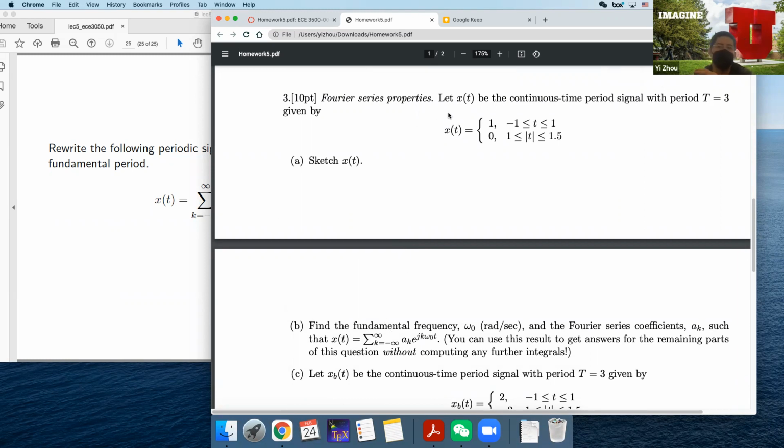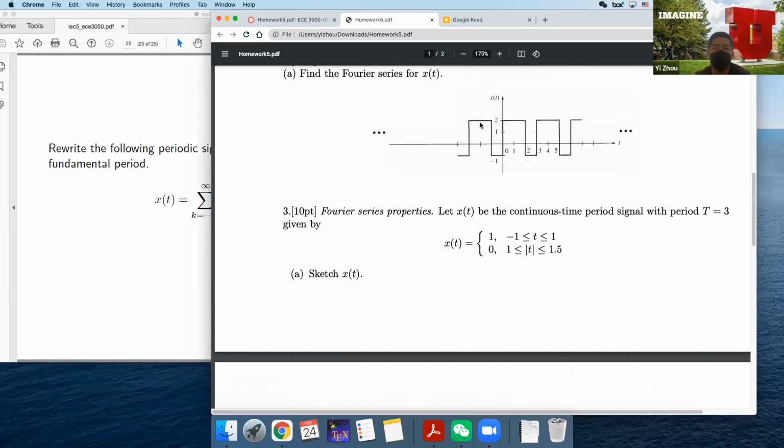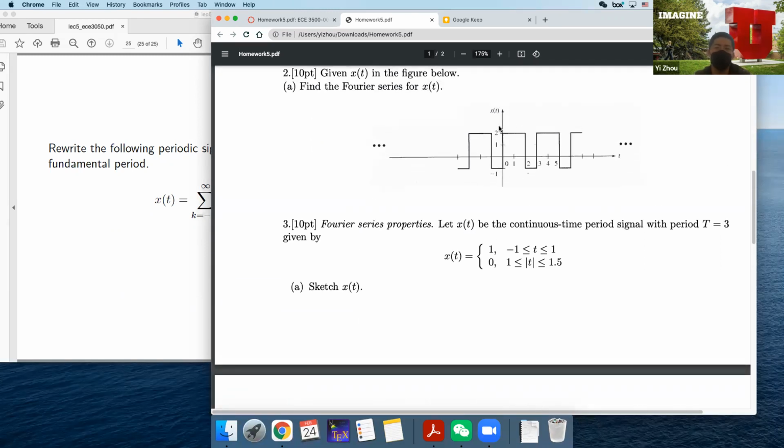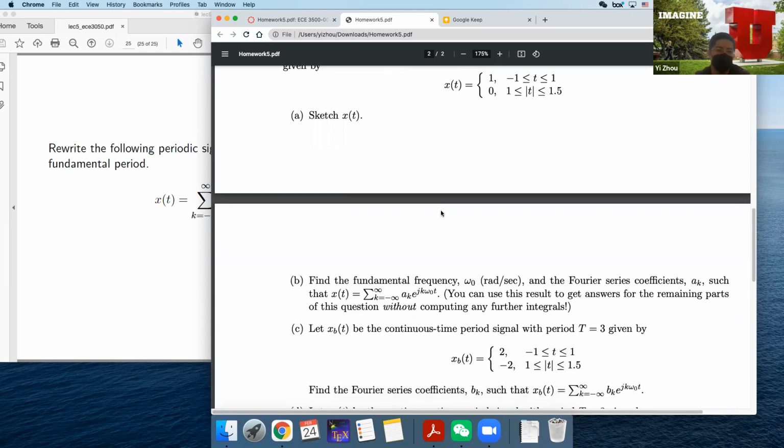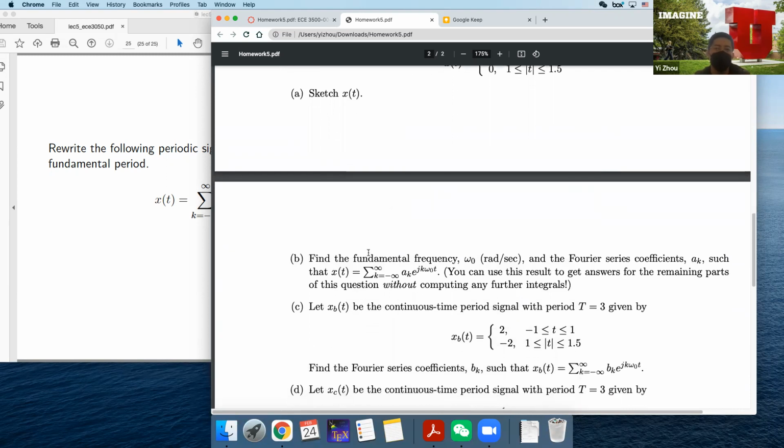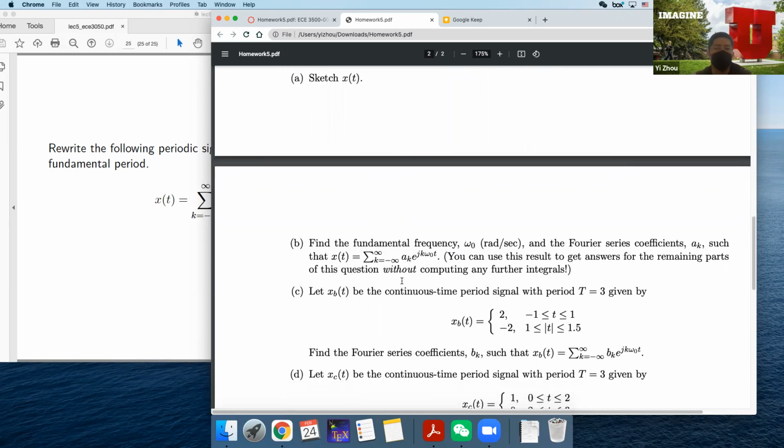Basically, once you sketch the signal, it is maybe something similar to this one. And then you follow the formula, do the calculations, and you can get AK and omega naught. So this is part B.